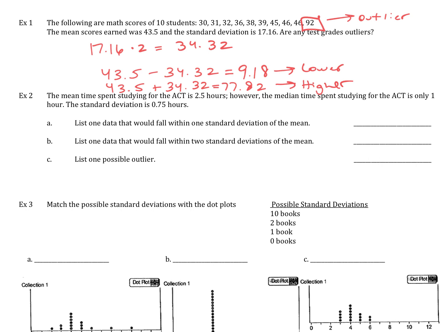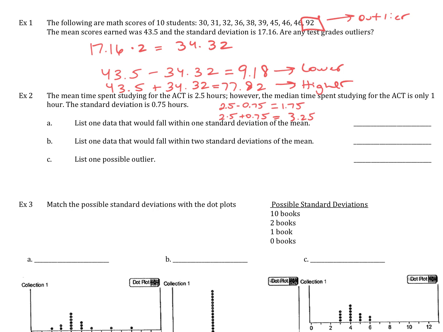All right, question A says list one data point that would fall within one standard deviation. So now I'm not doubling, I'm just using a single one. So basically, I want any number that falls either below the mean by 1 or above it by 1. So 2.5 minus 0.75 or 2.5 plus 0.75. When I calculate those values, I get 1.75 and 3.25.